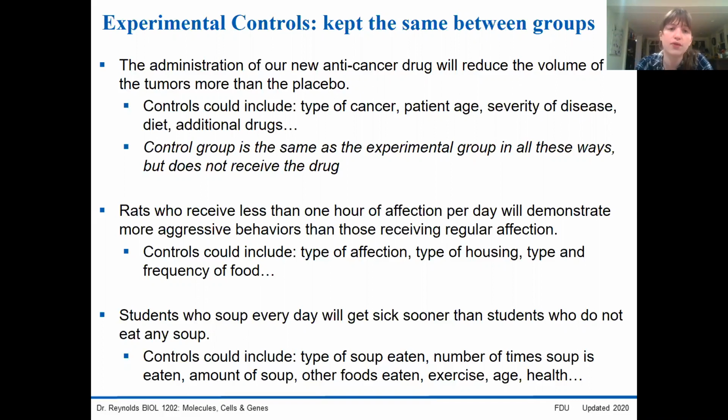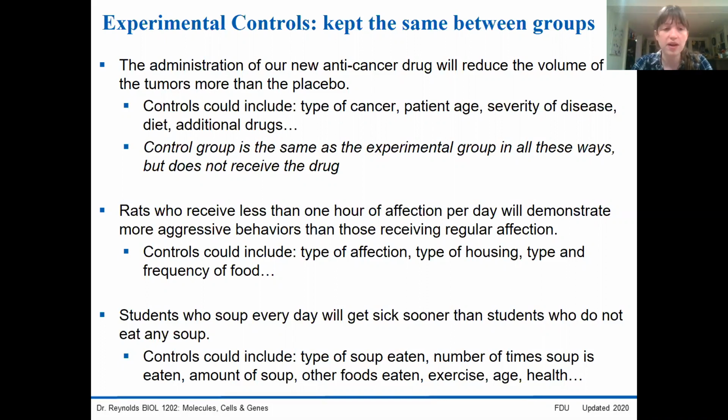I might also control for patient age, the severity of the disease, diet, additional drugs they're on, and so forth. These controls aren't necessarily outlined in my hypothesis, but when I'm designing my experiment, I have to think about those experimental controls and make sure that those are kept the same between my experimental group and my control group. When I look at my rats experiment, the type of affection, the type of housing, the type of food, the frequency with which they're fed, those could also be experimental controls.